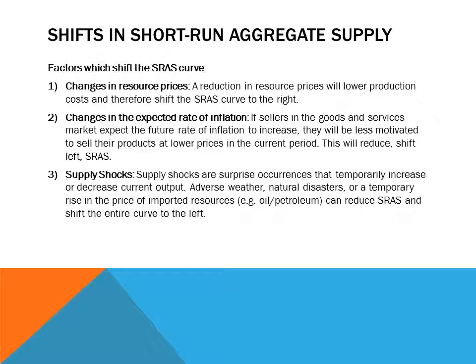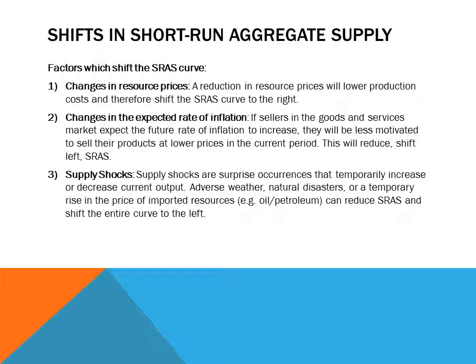However, there are two supply curves that we should be concerned with in our aggregate supply, aggregate demand model. The next we have to get to is the short-run aggregate supply curve. So let's take a look at a few of these factors. First, we can have changes in resource prices. A reduction in resource prices will tend to lower production costs, and therefore shift the short-run aggregate supply curve to the right.